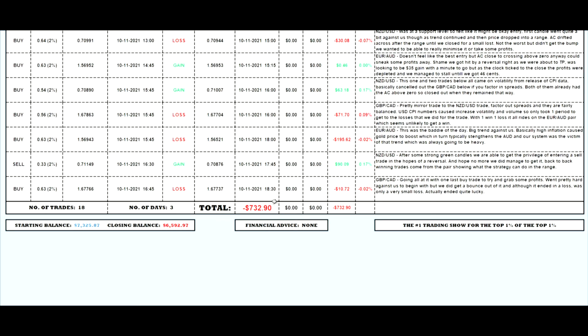That's $732. That was about 10% of our account. Really close to that. We started at $7,325, now down to $6,592. 10% in 3 days, and that was with trying to keep our risk managed, playing on the 15-minute chart. Still ended pretty badly, as an understatement. And let's wrap up the strategy once and for all with our final thoughts.